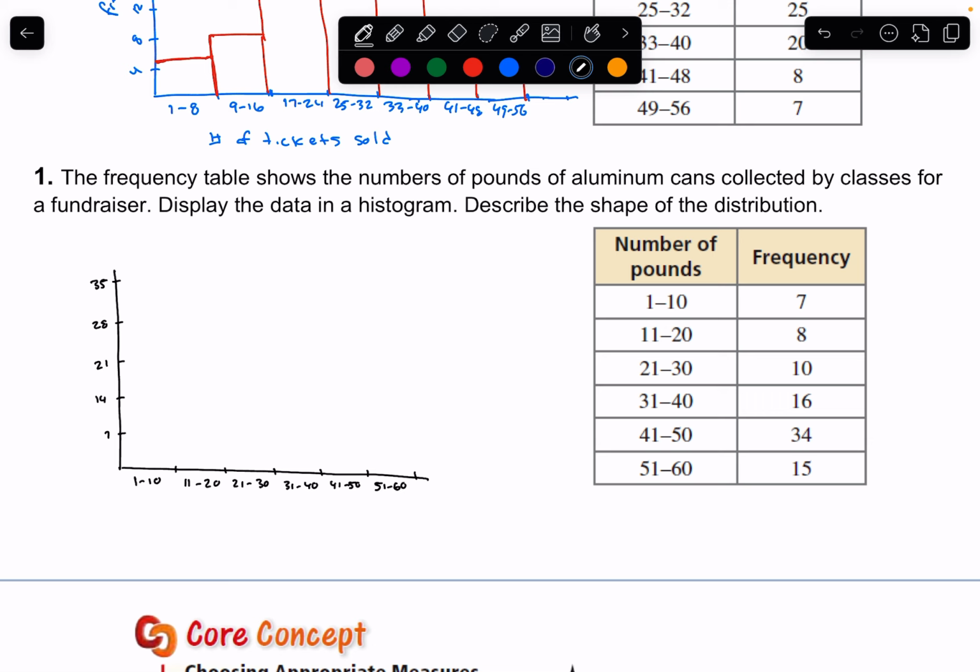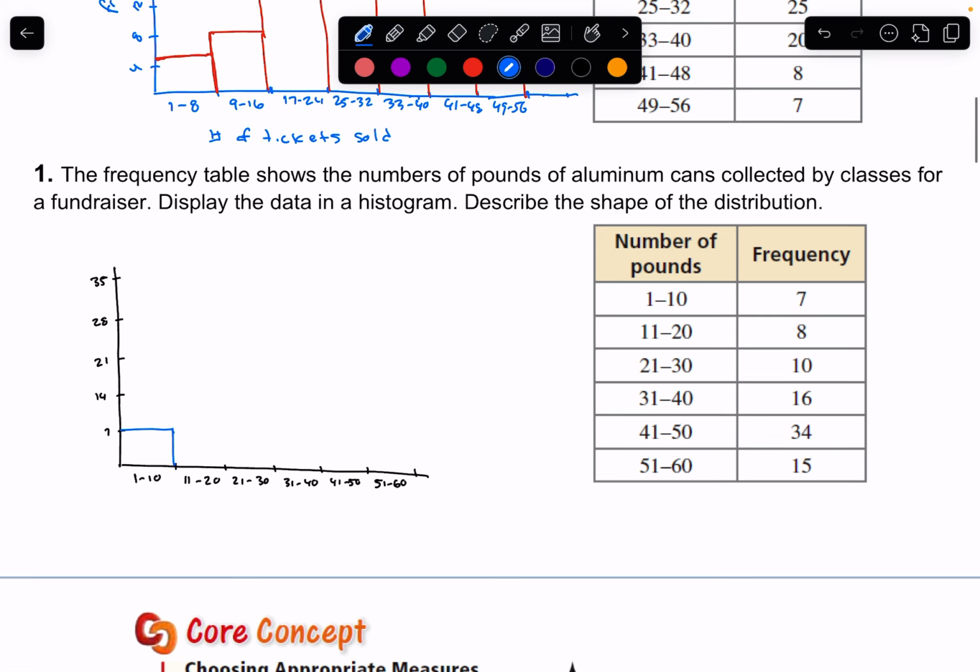Okay, so when I make these charts, 1 through 10 goes up to 7. 11 through 20 goes up to 8. Now these ones are going to be a little bit harder to get. I didn't pick very good numbers to count by, did I? 21 through 30 goes up by 10. So that's got to be bigger than the 8, but not up to the 14.